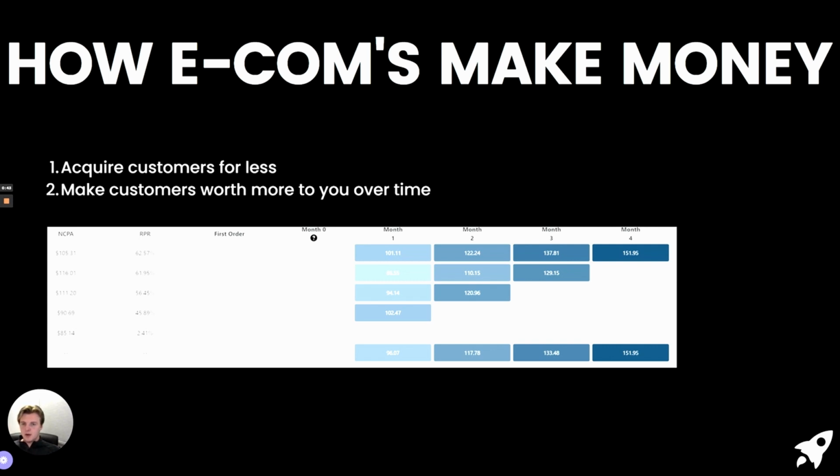In this example below, this example has been used many times in the past. It's basically an example business of one that actually loses money in acquisition, spending $105, $116, $111, $90 by month to acquire customers for this amount of first order value derived. But in the months later, they actually recoup that investment.